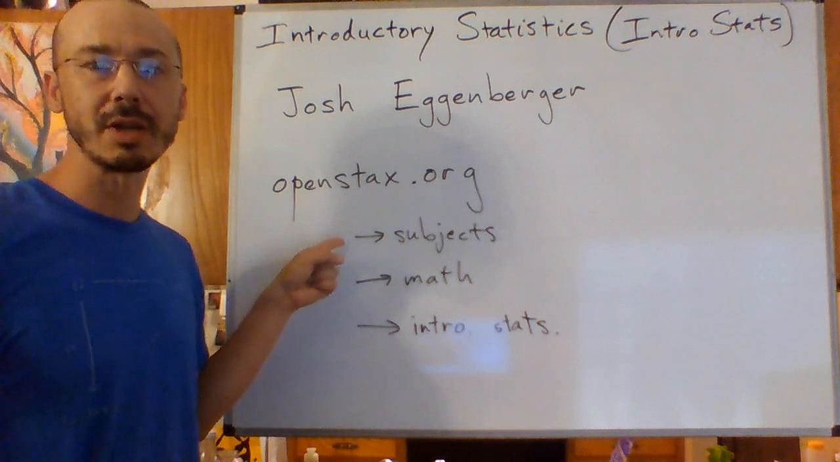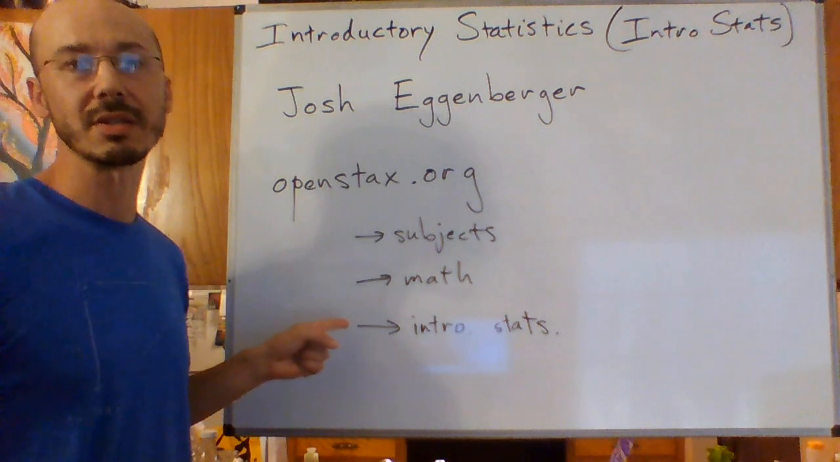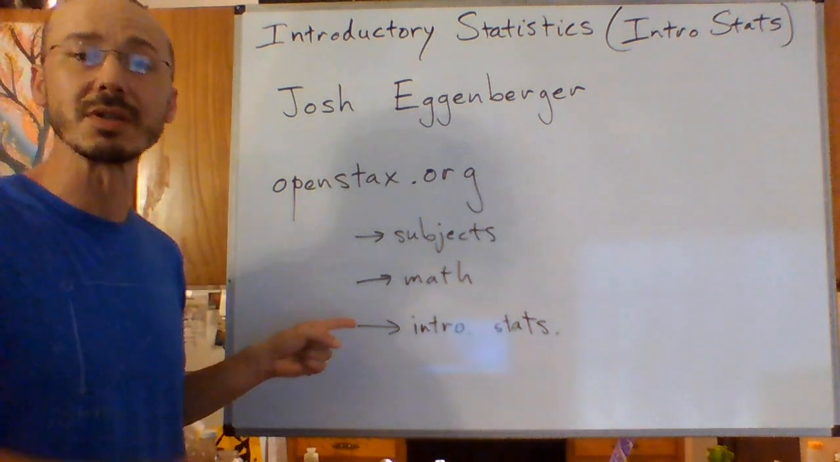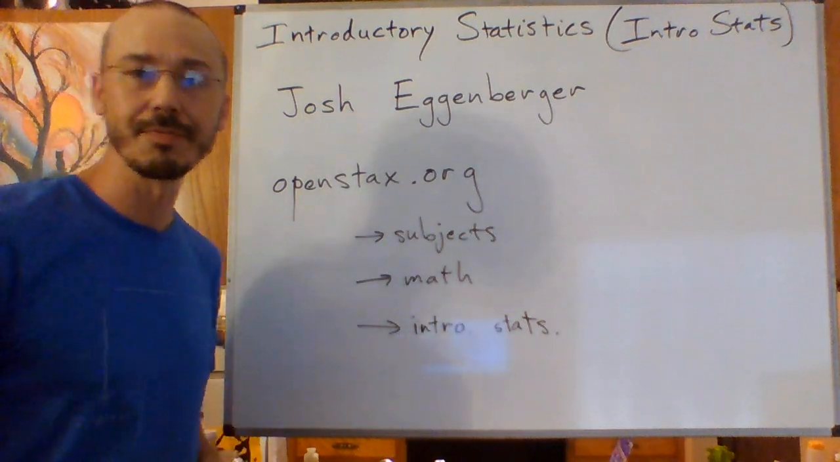From the subjects menu, choose math, and then introductory statistics. The name of the textbook is the same as the name of the course. And it should be a yellow tile if you're looking for that.